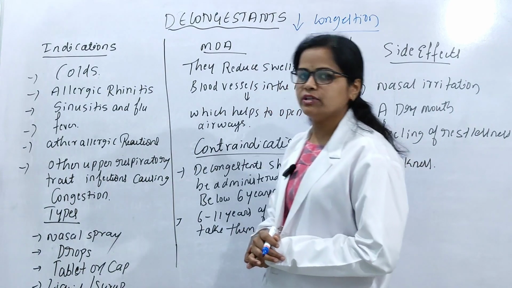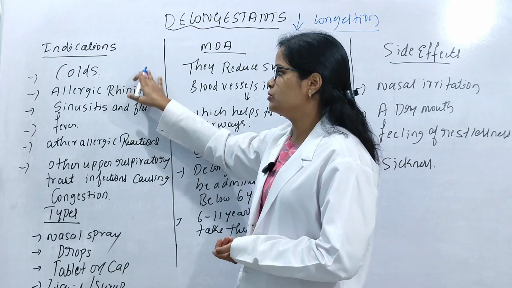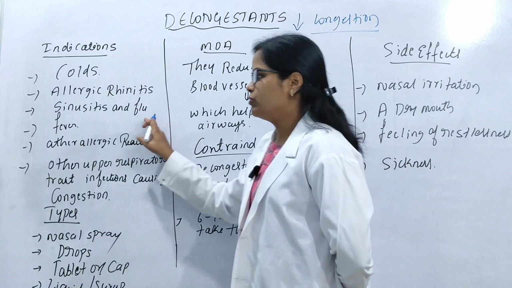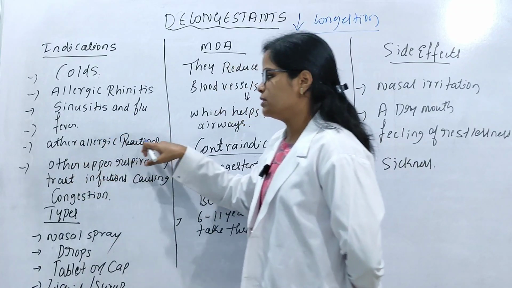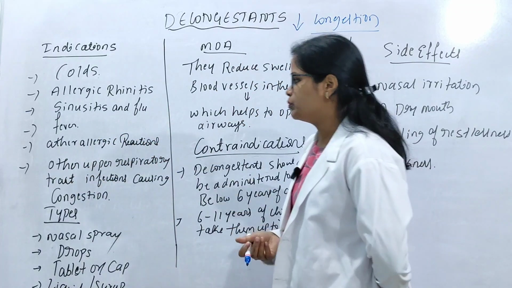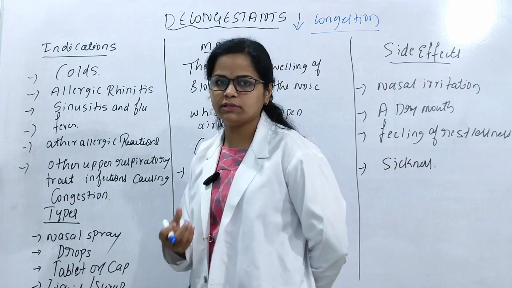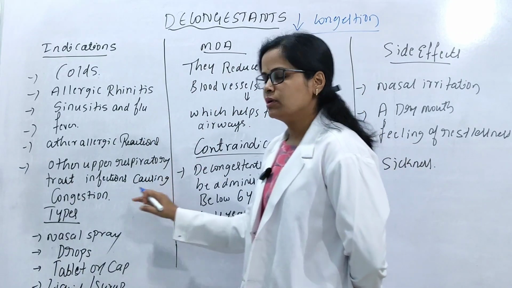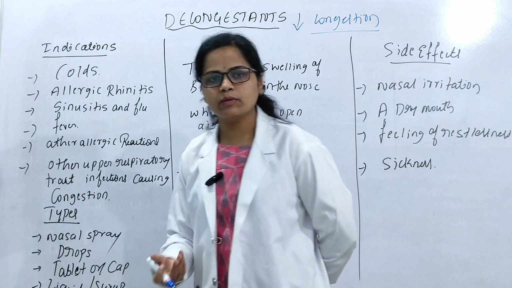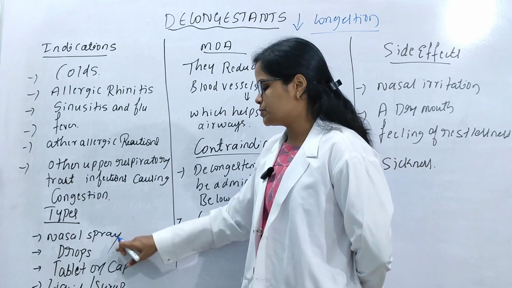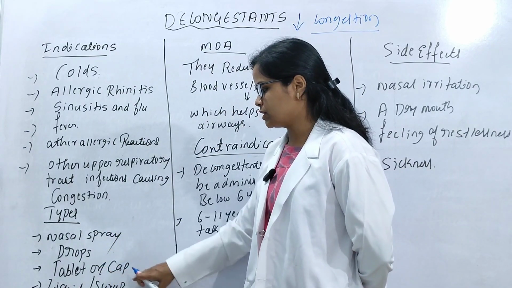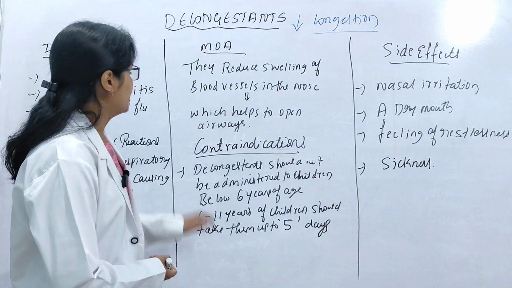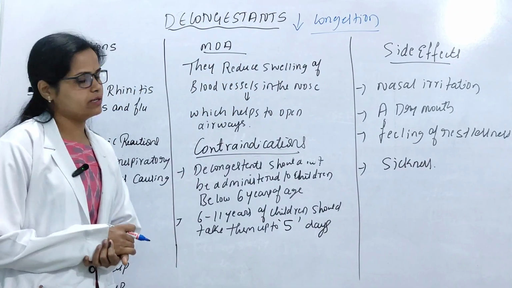So indications of these drugs. These drugs are administered during colds, allergic rhinitis, sinusitis and flu and fever and other allergic conditions and other upper respiratory tract infections causing the congestions. These are the indications of the decongestants. And types: these drugs are available in the form of nasal spray, drops, tablet or capsule, liquid or syrup. And next we'll see about the mechanism of action.